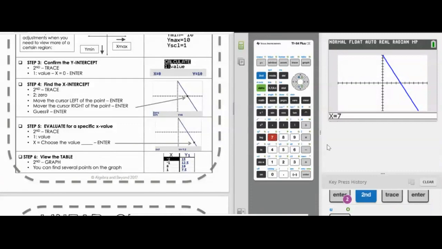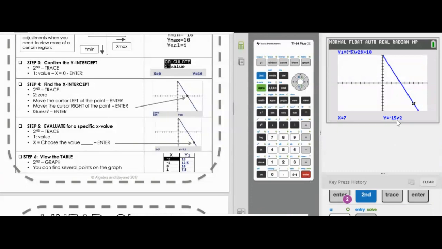When we put in x equals 7 and we hit enter, we get -15/2. You might notice that on their screen it says -7.5. The reason that my screen is displaying the answer as a fraction is because I actually entered my function using the fraction bar.